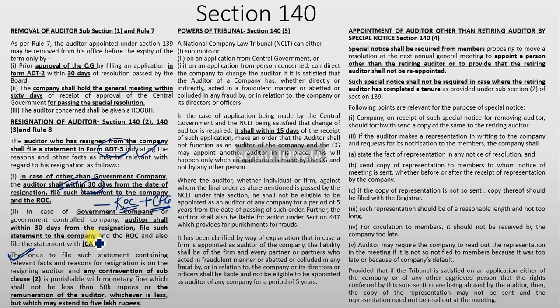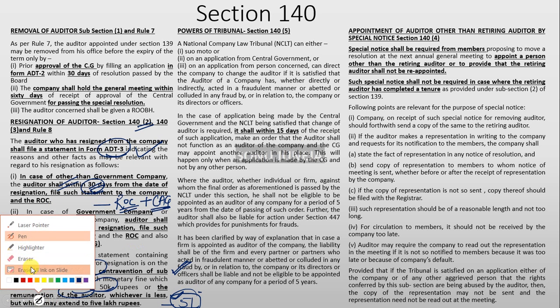The burden of filing such statement with ROC and Comptroller Auditor is with the auditor, and any contravention of subsection 2 by the auditor shall be punishable with a fine of 50,000 or the remuneration of the auditor, whichever is less, but which may extend to 5 lakh rupees.